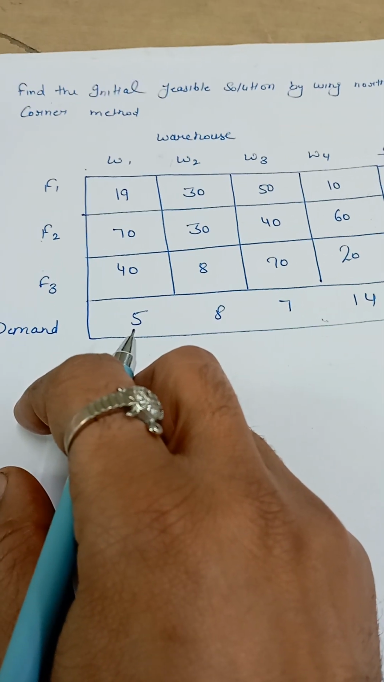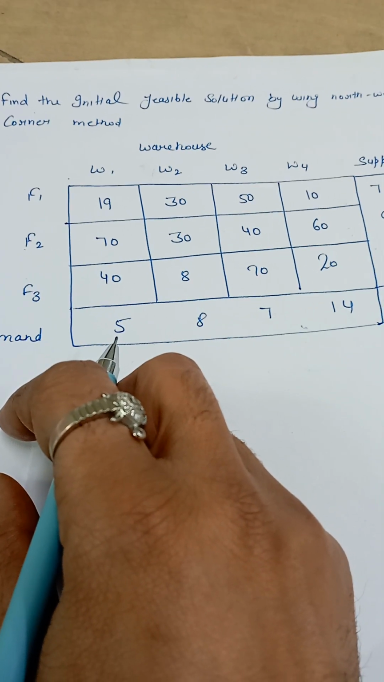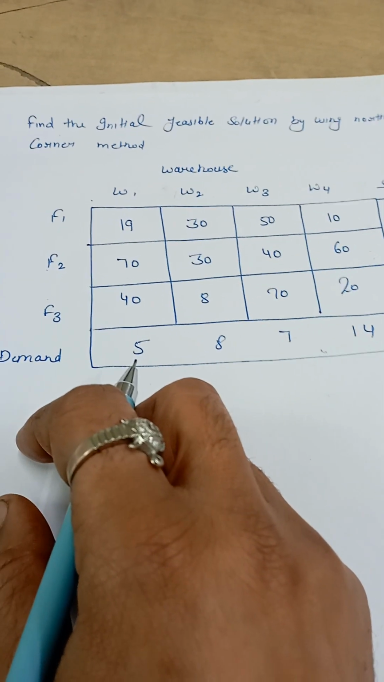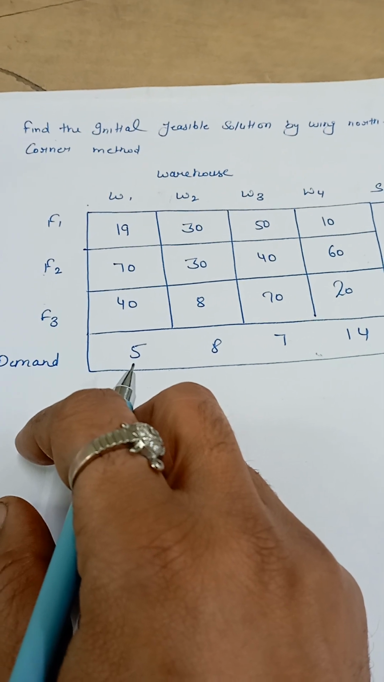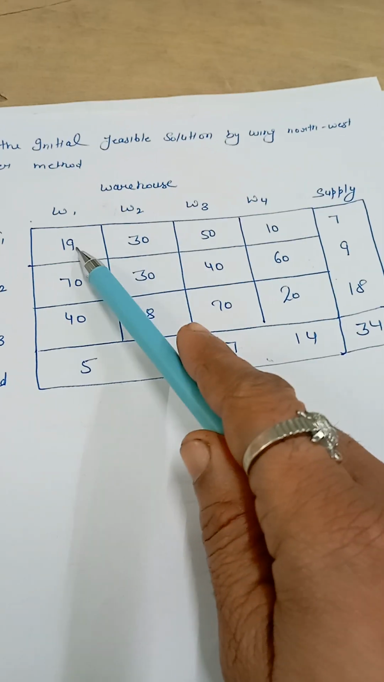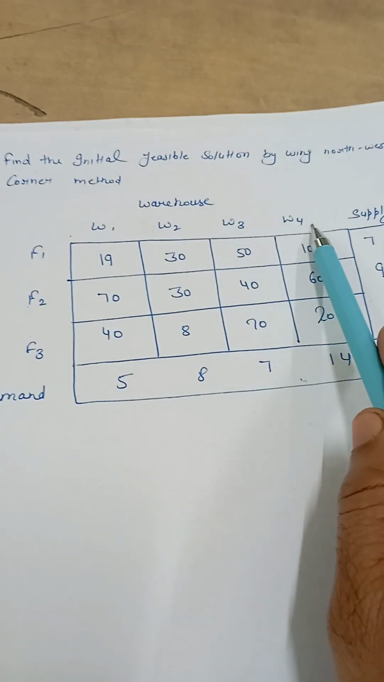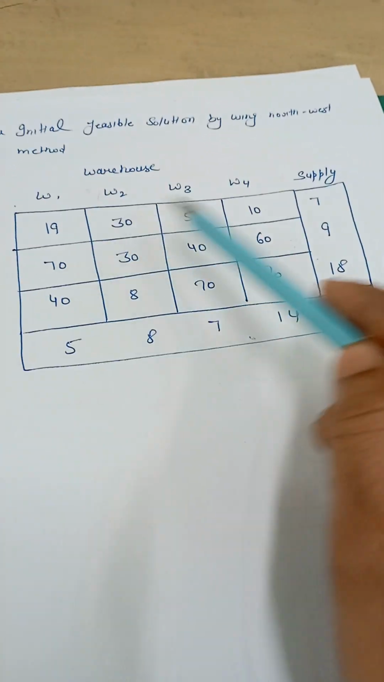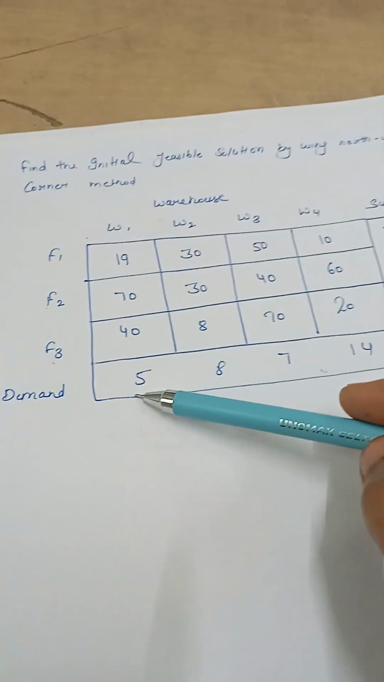Today we discuss in this video how to calculate the initial feasible solution by using the north-west corner method in transportation problem. Here there is a problem. There are 4 warehouses, warehouse 1, 2, 3 and 4, and there are 3 factories, factory 1, factory 2, factory 3. And we are also given supply and demand.